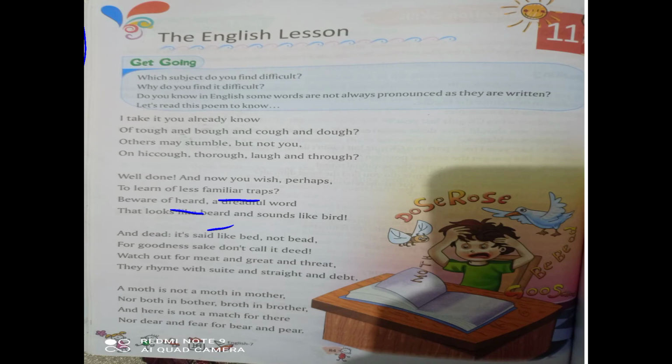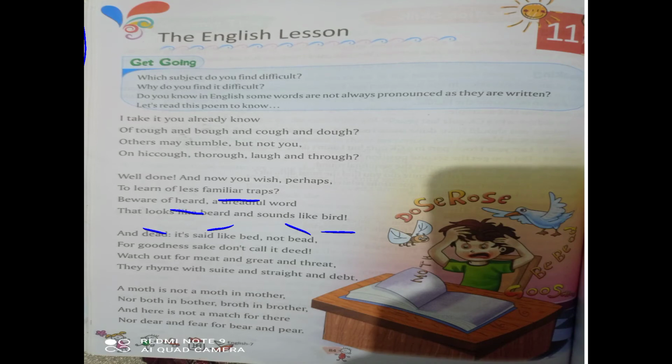So "heard" is looking like "bird", so as we see the sound in "bird", it is looking the same in "heard". Now come to the third stanza. And "dead" is said like "bed", not "beat". So you can see that "dead" and "beat", they are the same at the end. So "ead" is coming in this, but we are pronouncing it with the sound which is coming like "bed".